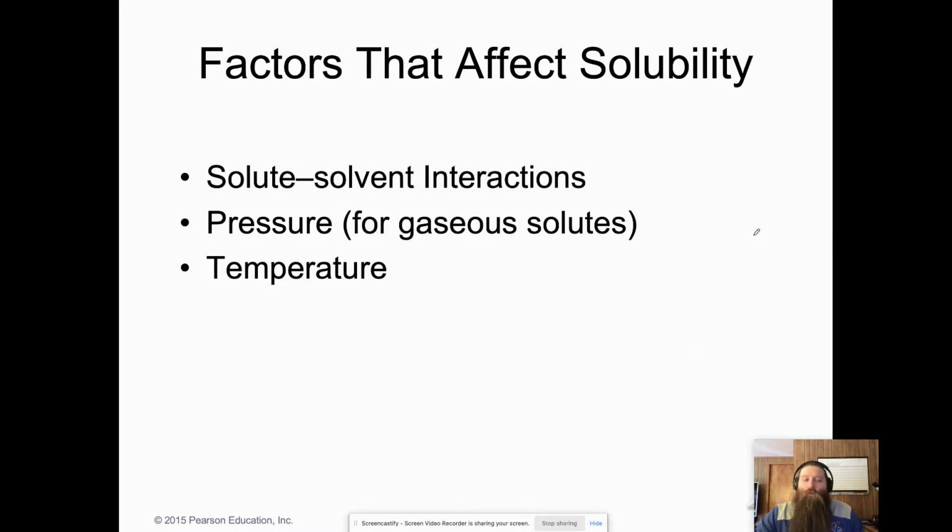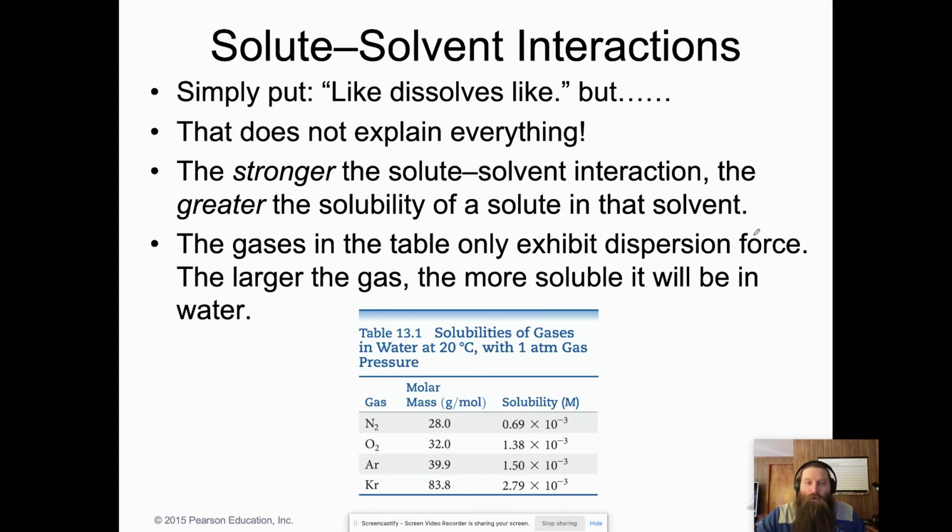Now, in year one chem, we do talk about factors that affect solubility. We focus mainly on temperature, agitation, and our solute-solvent interactions. I'm going to introduce pressure because we do need to talk about solubility in terms of gases as well. But let's just review solute-solvent interactions first. So remember the little moniker, right? Like dissolves like. That doesn't explain everything, but it's a great place to start.